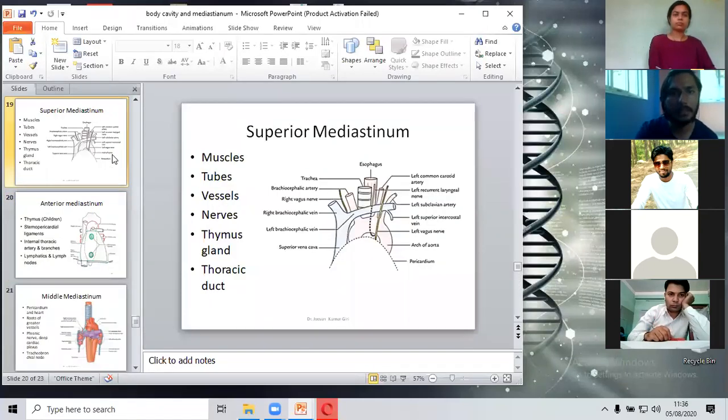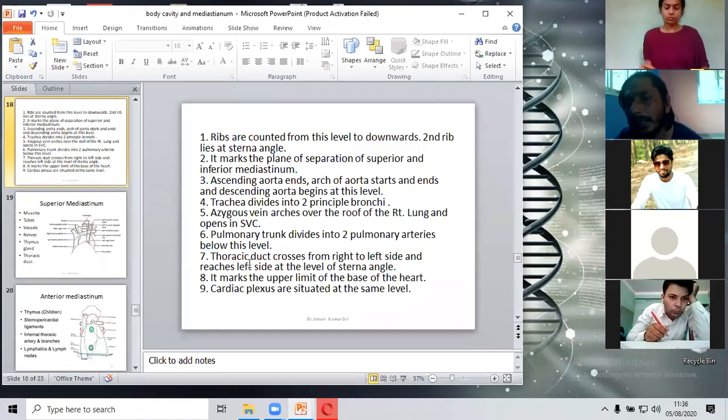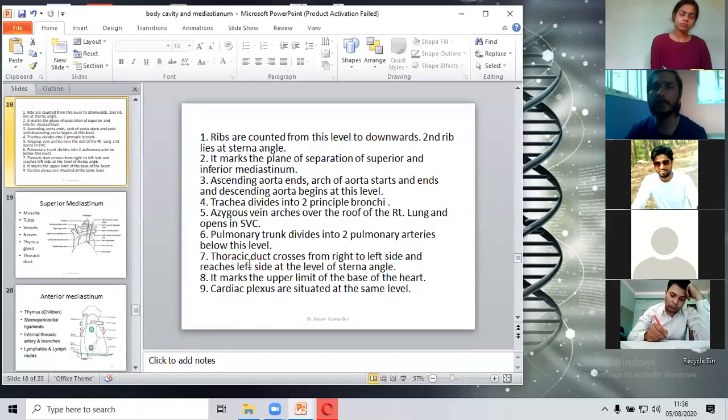Now the next point is that the thoracic duct crosses from the right to the left side. See, the thoracic duct is actually a lymphatic duct. This lymphatic duct carries the lymph from most of the parts of the body. That thoracic duct lies on the right side, along the vertebra. At this level only it goes from right to left side. Initially it is on the right side, and when it reaches the sternal angle, from the right it goes to the left side.